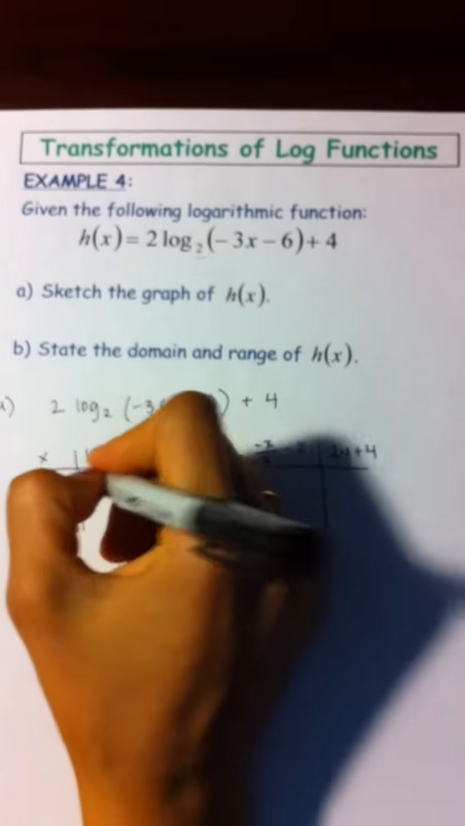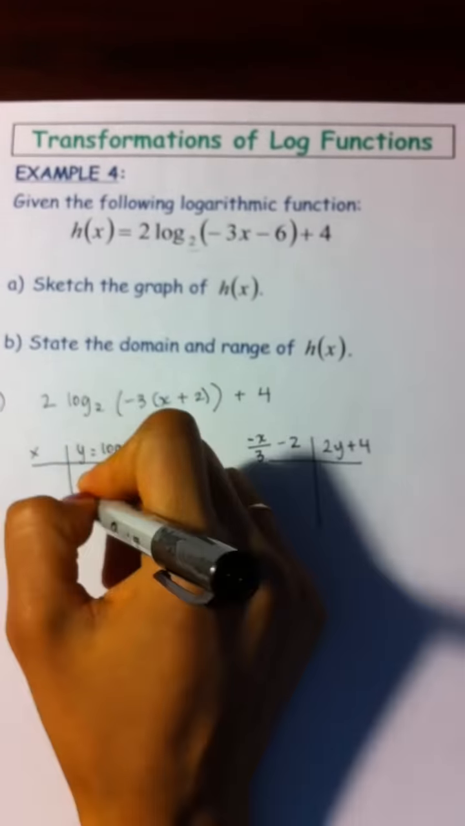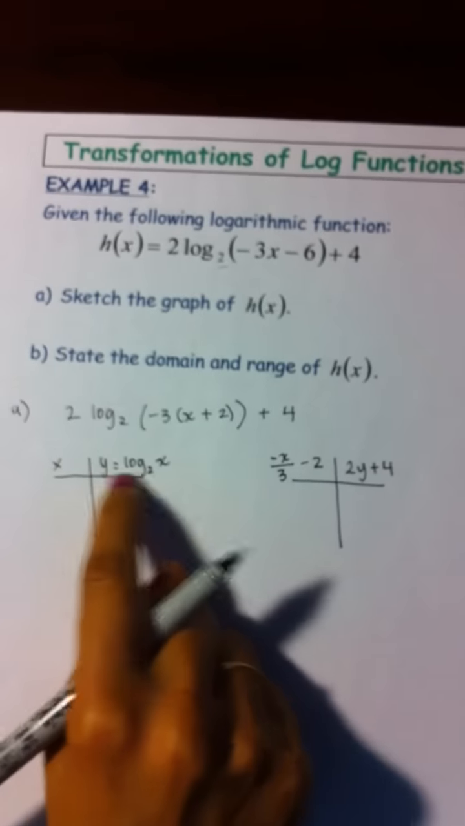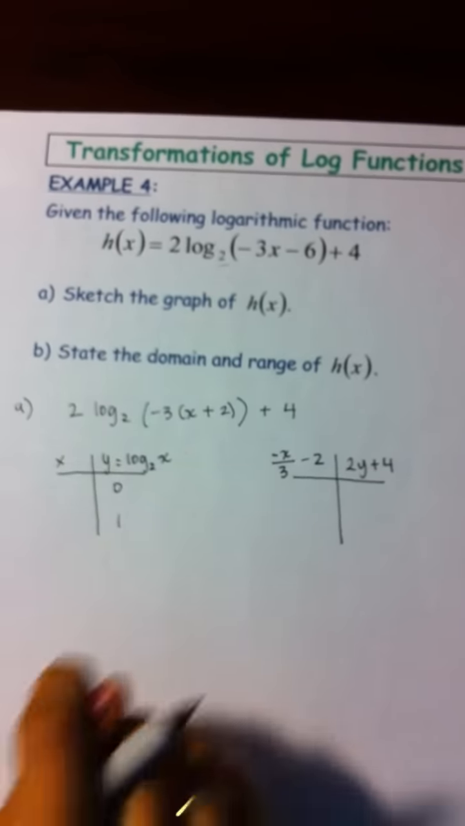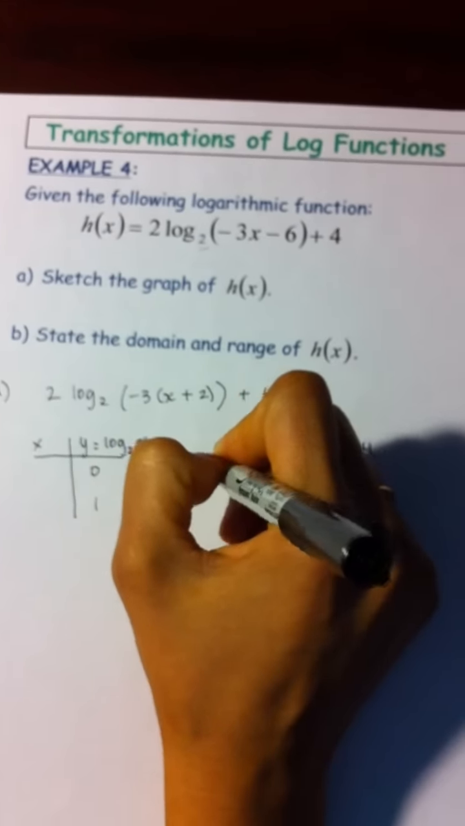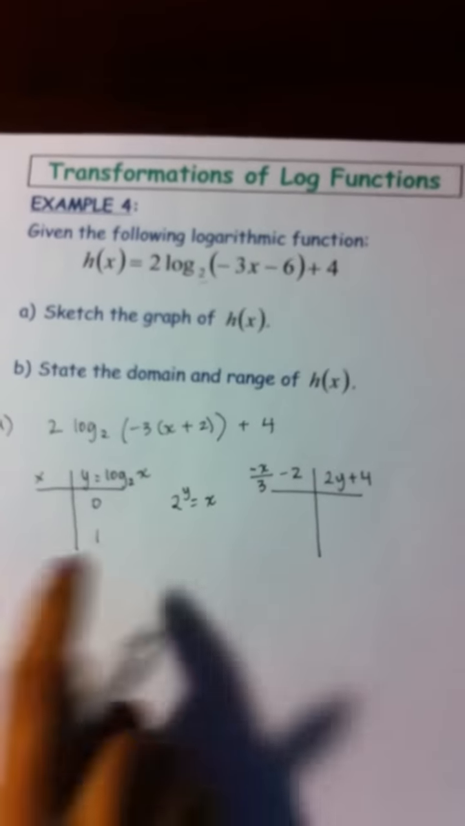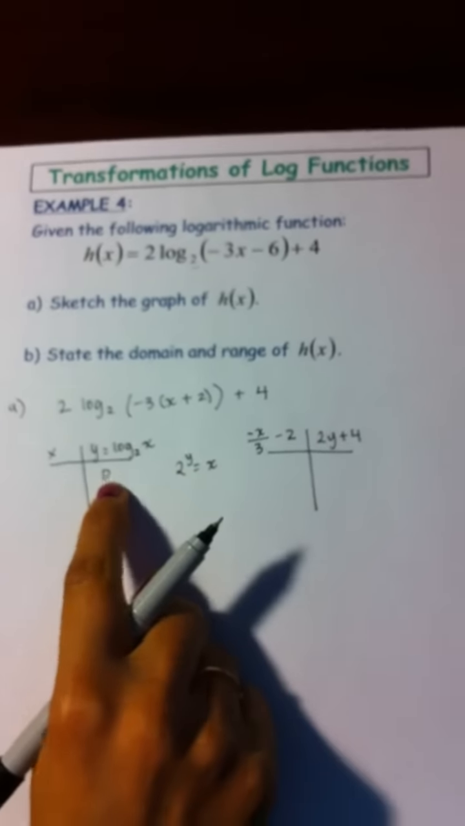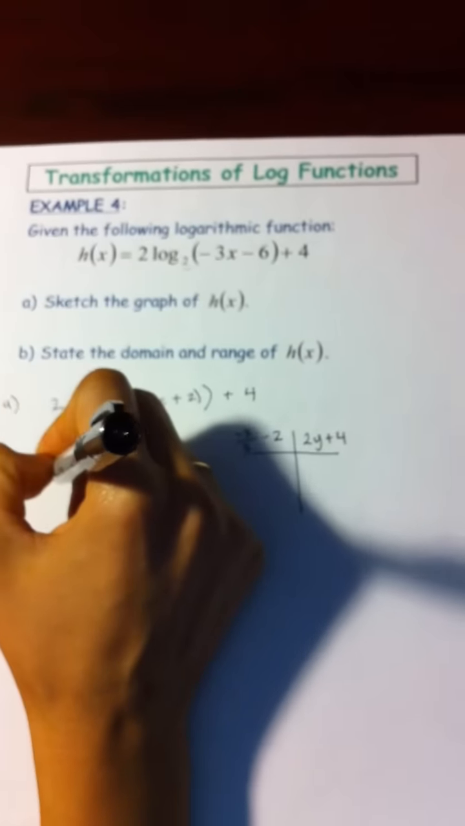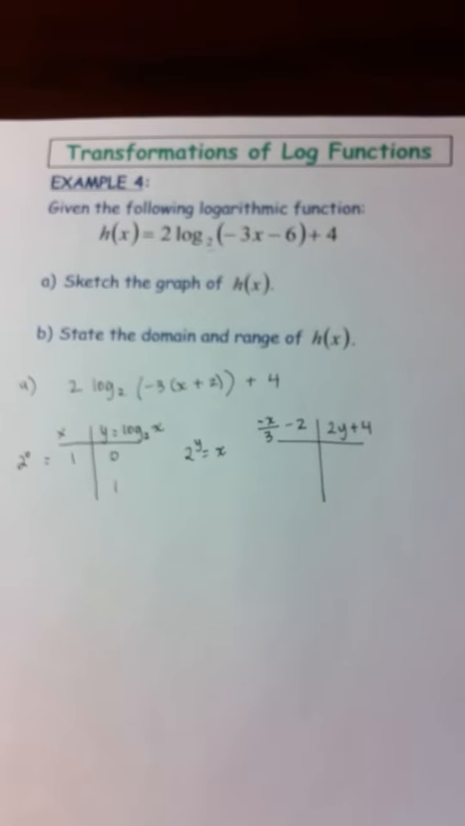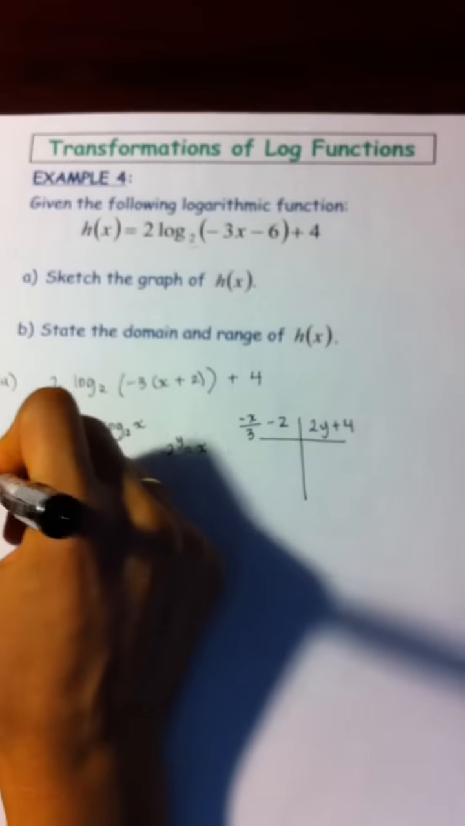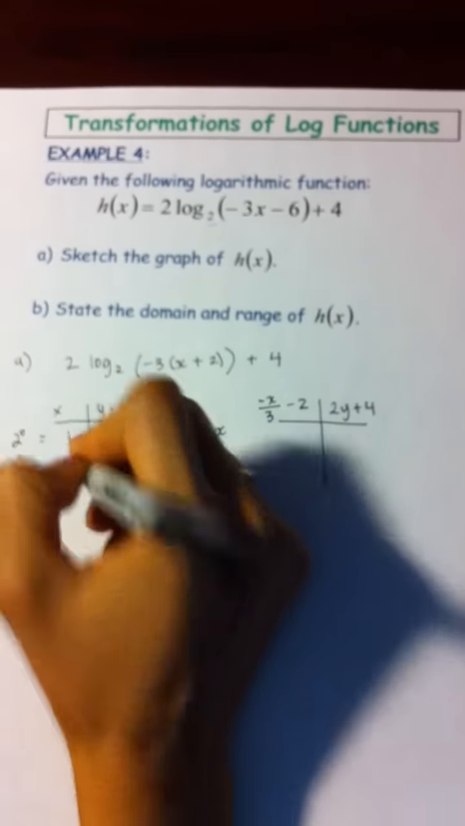So my key points here, the values of y are always going to be 0 and 1, and I have to figure out what the value for x is. Converting the logarithmic to an exponential function, this is going to be 2 to the power of y equals x. So if the y value here is 0, 2 to the power of 0 is equal to 1, and 2 to the power of 1 is going to be 2.